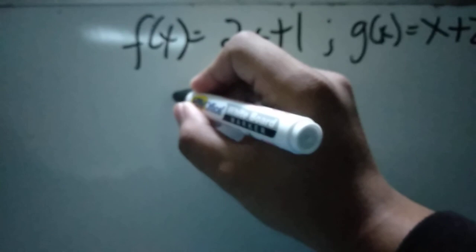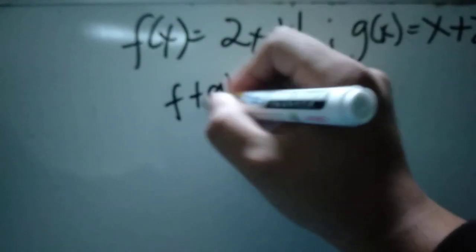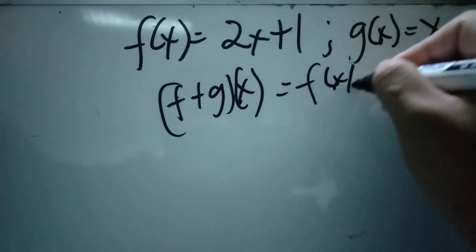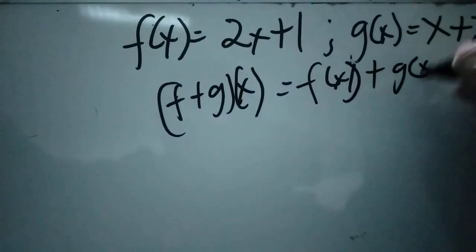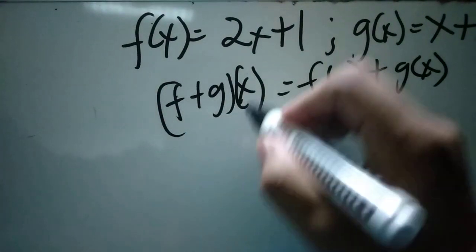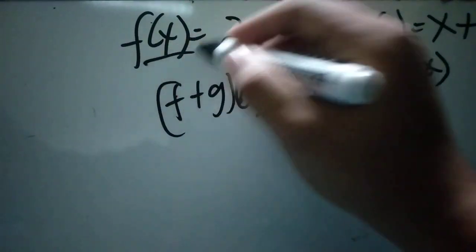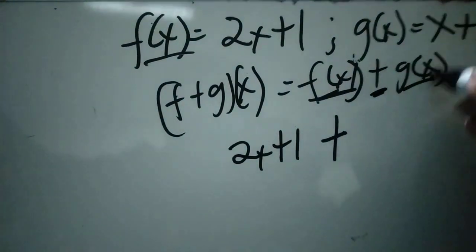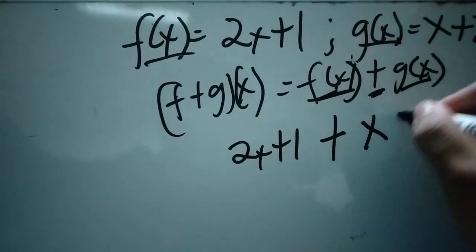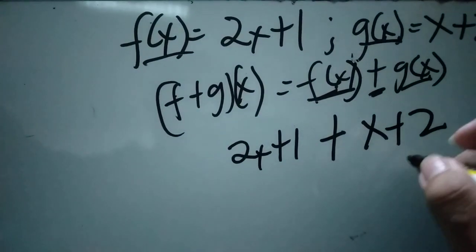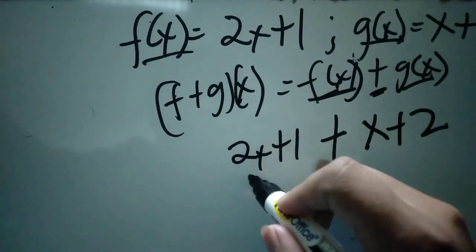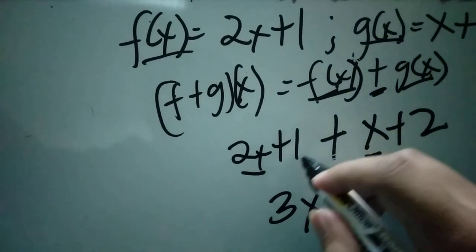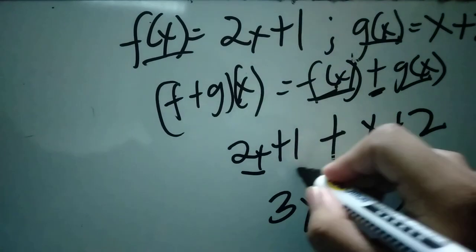So first, add tayo. So (f plus g)(x), or f(x) plus g(x). So let's do the process. Copy natin yung f: 2x plus 1, plus, since this is addition, plus g(x), which is x plus 2. Then let's do the process of addition. Combining like terms, 2x plus x is 3x. And then 1 plus 2 is 3. Then this is our answer.